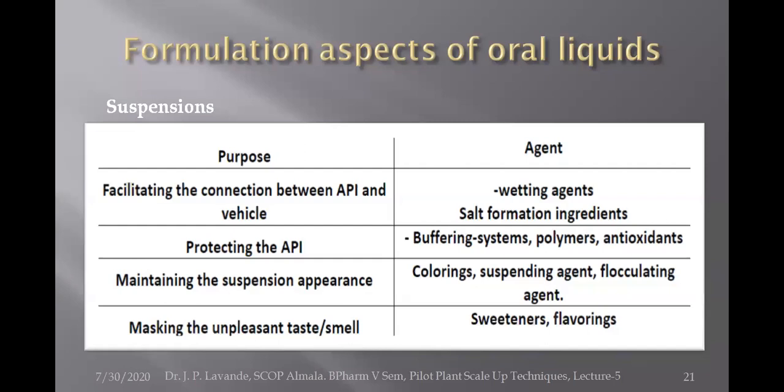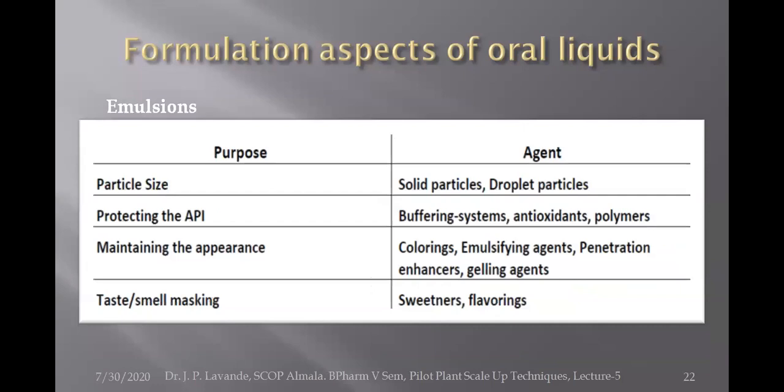Protecting the API. So in order to protect, again, as we told, we need to add the buffering system in order to maintain the pH, we should add the polymers, and we should add the antioxidants in order to prevent the process of oxidation. Maintaining the suspension appearance, we need to add the coloring agent, suspending agent, flocculating agent, and for masking the unpleasant taste and smell, we need to add the sweeteners and the flavoring agents in case of suspensions.